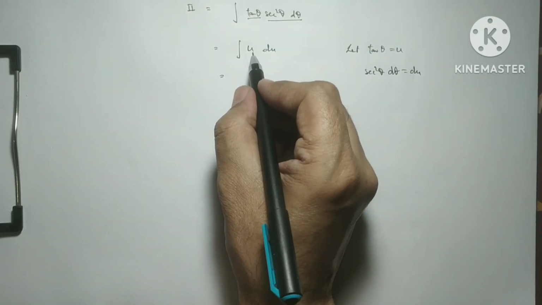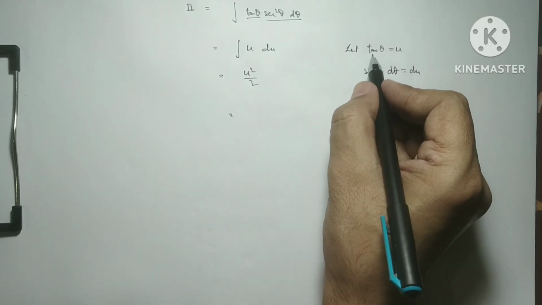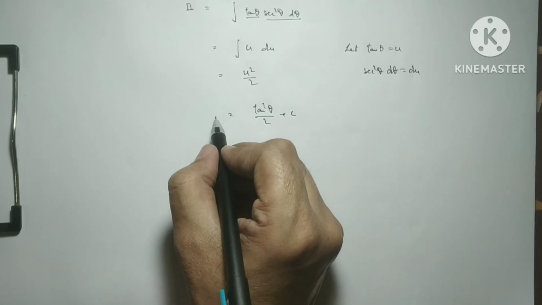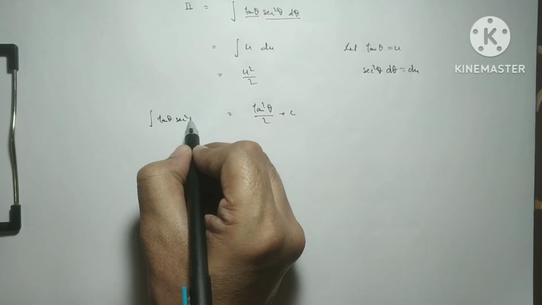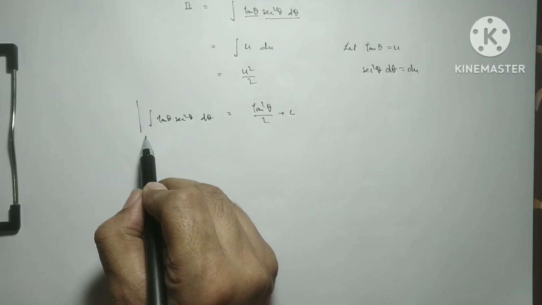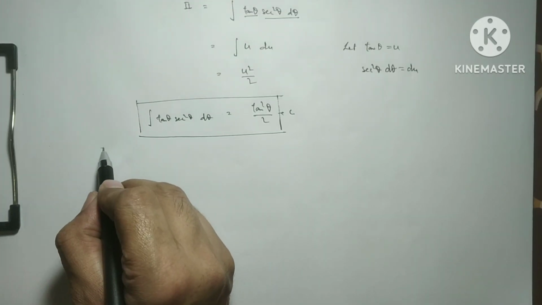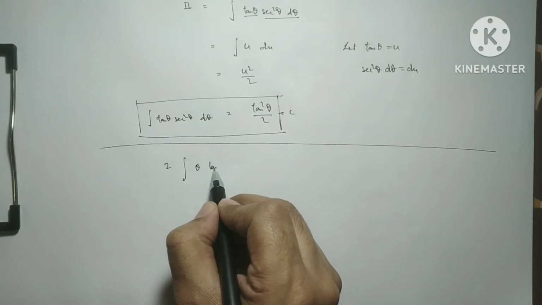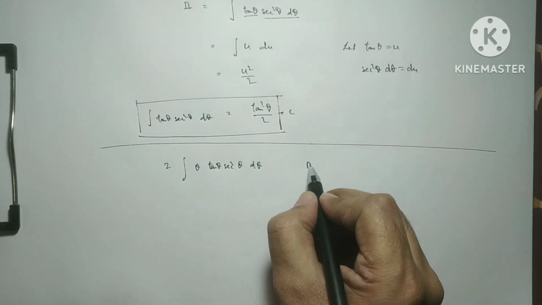Right, now we have the integration of this as u square by 2, or you can say u is tan theta, so tan square theta by 2 plus c. So this is the integration of tan theta sec square theta d theta. So we can substitute this integration as tan square theta by 2. But our question is 2 theta tan theta sec square theta d theta. So we will use by parts right now.